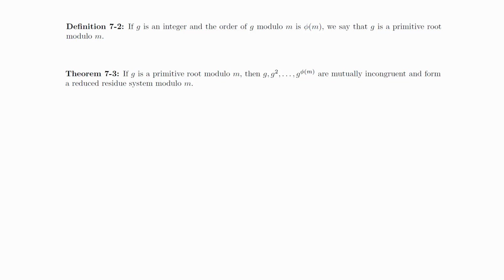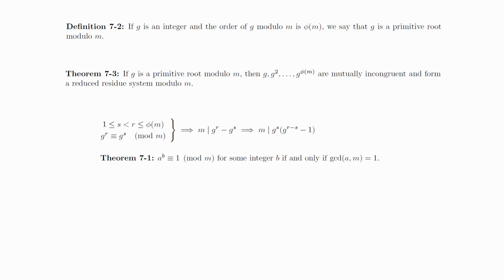Theorem: if g is a primitive root modulo m, then g, g squared, up to g to the phi of m are mutually incongruent and form a reduced residue system modulo m. Suppose r and s are chosen between 1 and phi of m, with s less than r, and that g to the r is congruent to g to the s modulo m. This implies that m divides g to the r minus g to the s. In other words, m divides g to the s times g to the r minus s minus 1. Since we know g and m are relatively prime by Theorem 7.1, we must have that m divides g to the r minus s minus 1.